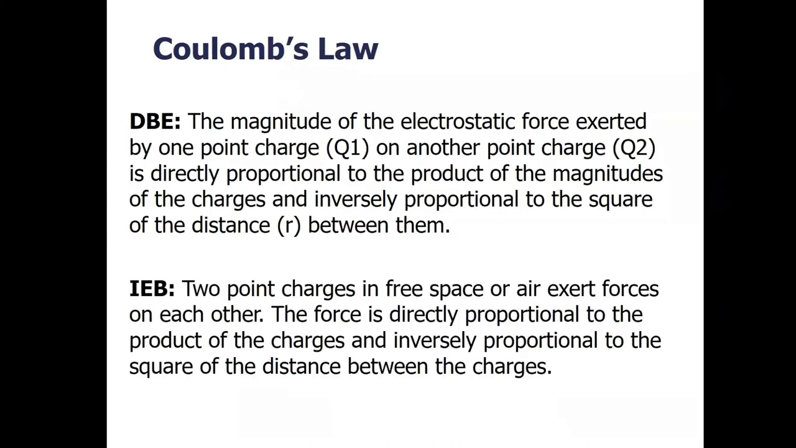So Coulomb's law. The difference between IB and DBE is not very big. It's only the first little bit. The basic point here is the first part of this definition describes what kind of force we're defining. So it is an electrostatic force between charges. The DBE describes it as the electrostatic force exerted by one charge and another. And the IAB says that two point charges in a free space or air will exert a force on each other. So you're just describing what kind of force it is.